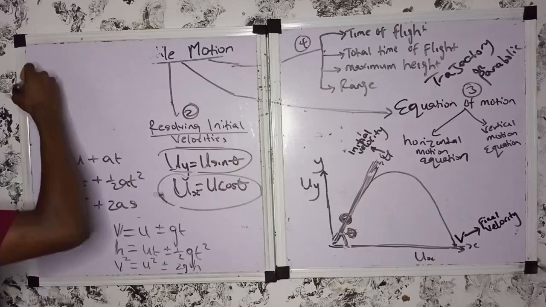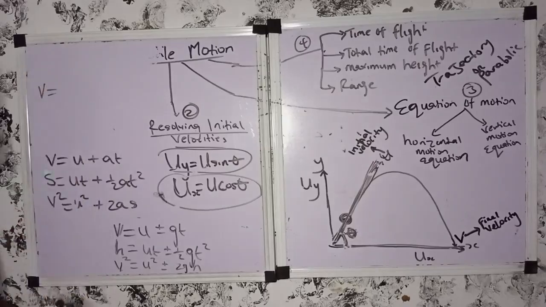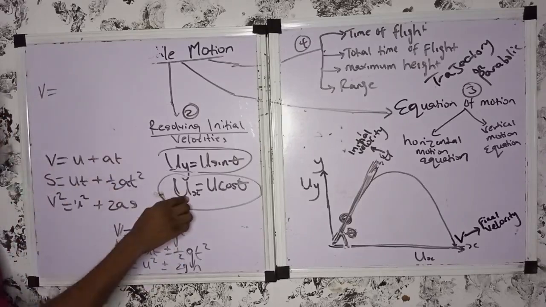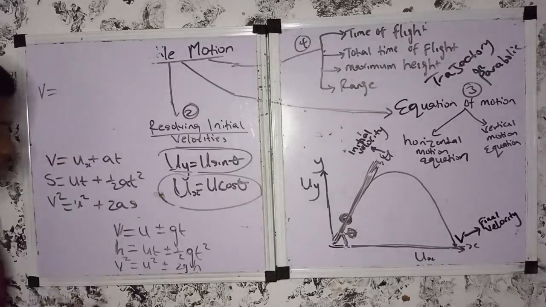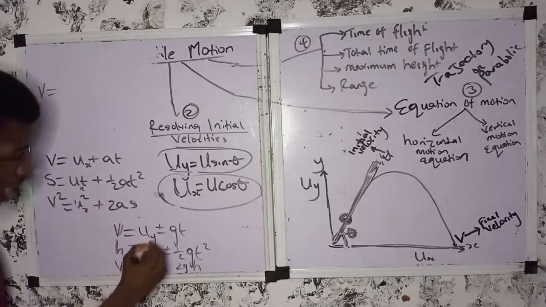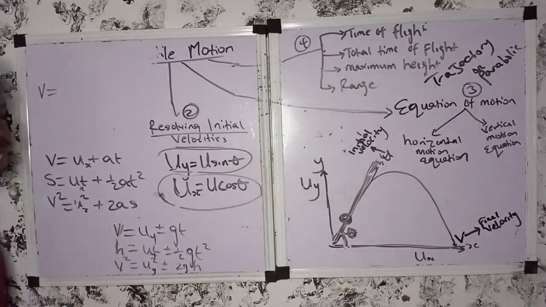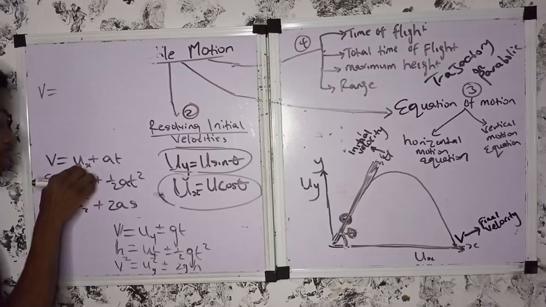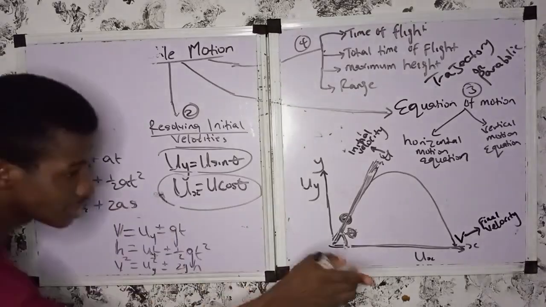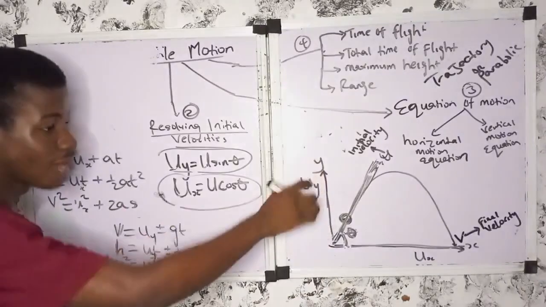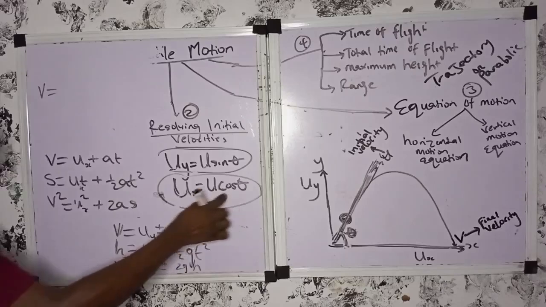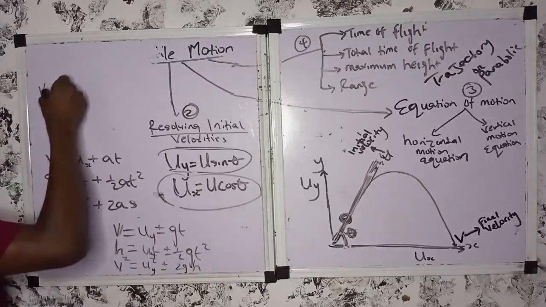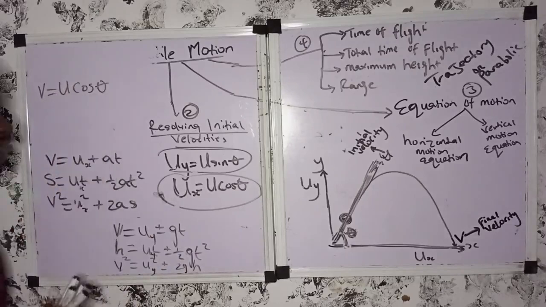Now v equals to, we are starting with the horizontal motion equation now. This u here is ux, while this one would be uy. Let me not confuse you guys. This is the initial velocity in the x direction, and this is the initial velocity in the y direction. So wherever we see ux, we'll put u cos theta, right?